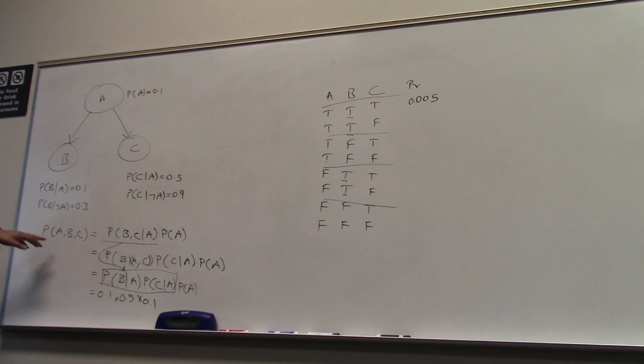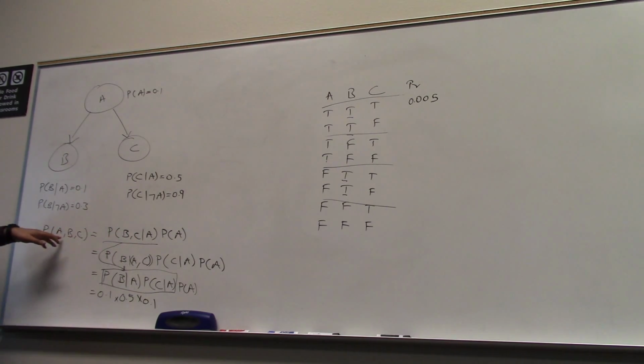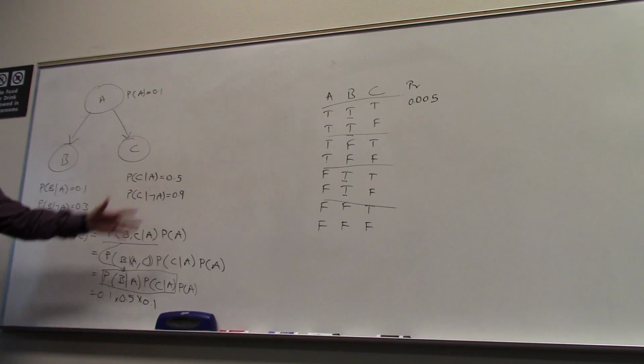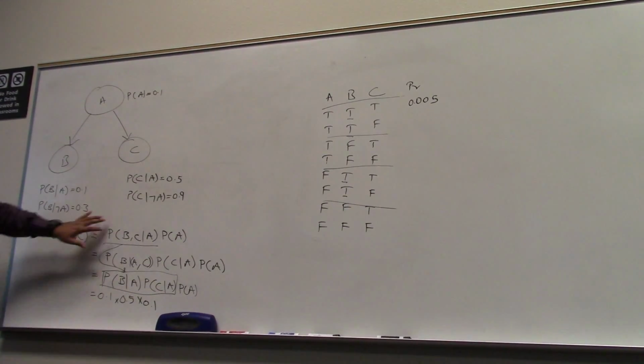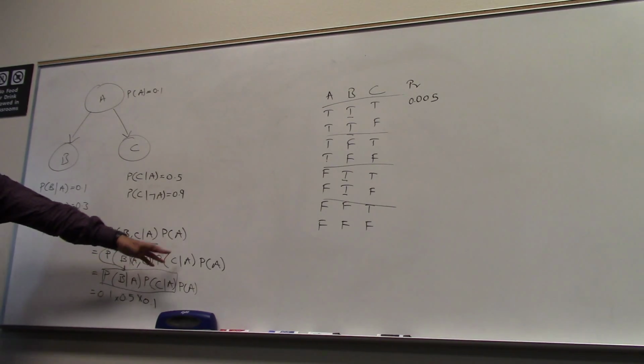BC given A is BCA by PA, and PA we took that side. Wait, where did that come from? The BC given A? It is from base rule. That's from the base BCA rule. By PA. Yeah, PA goes there. And this to this is once again base rule. BC given A is B given AC and PC given A.